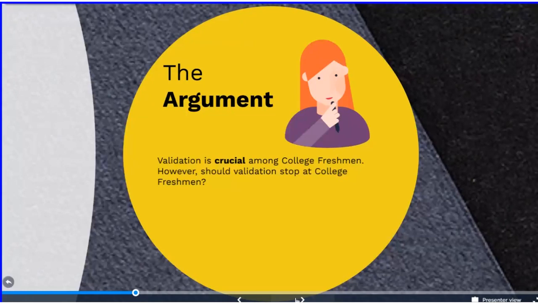However, I'm also looking at this theory as, can it go further than just freshman students? So can this go further, such as the sophomore, junior, and senior students, even also faculty and staff?